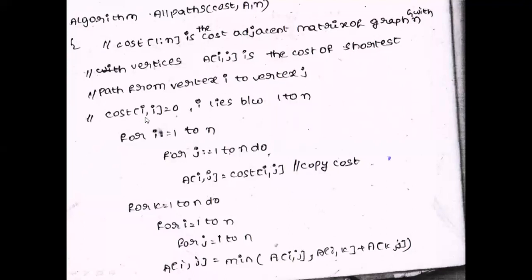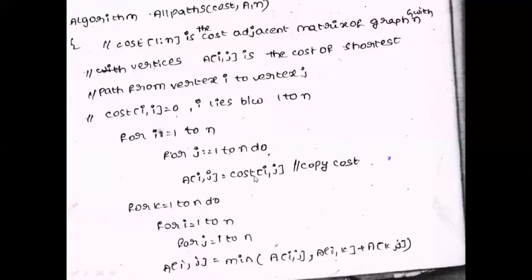Initially, cost of i comma i equals 0, where i lies between 1 to n. First we represent the cost adjacency matrix by the given graph. For i equal to 1 to n, for j equal to 1 to n, A of i comma j equals cost of i comma j. That is, the cost matrix is assigned to A. That is the initial matrix.